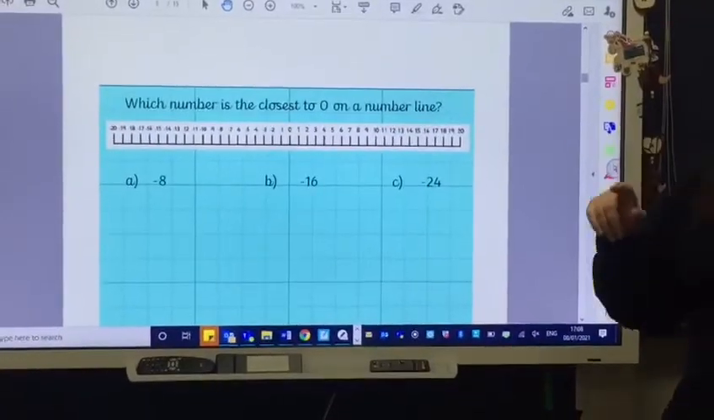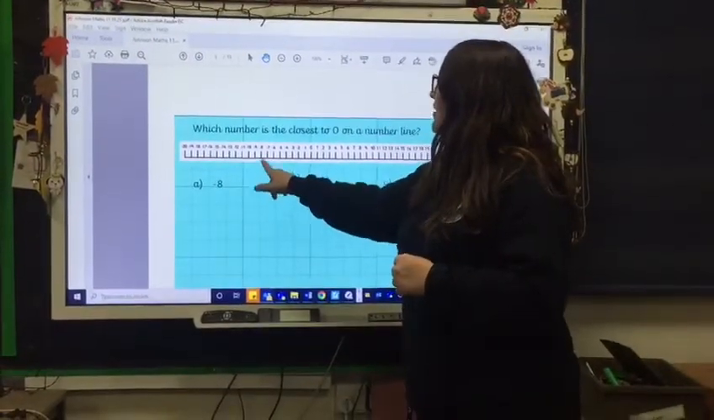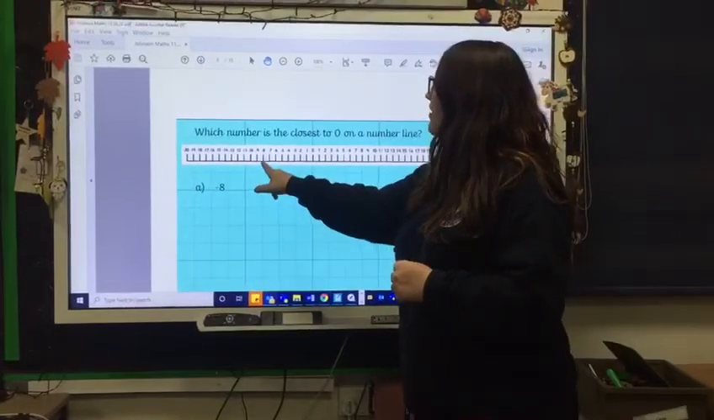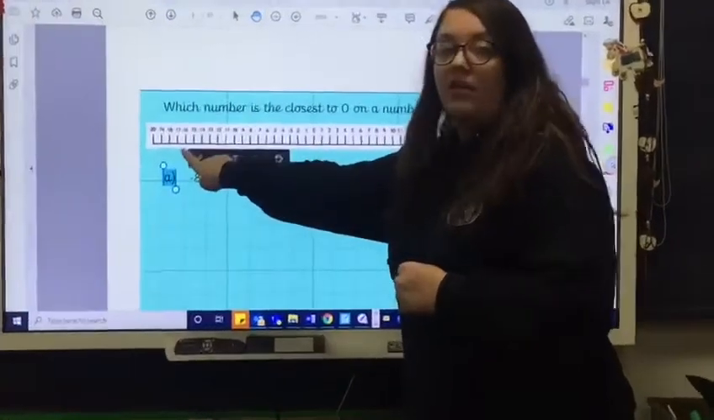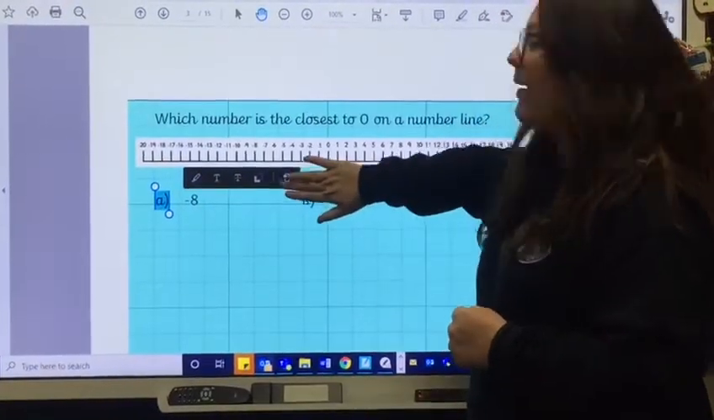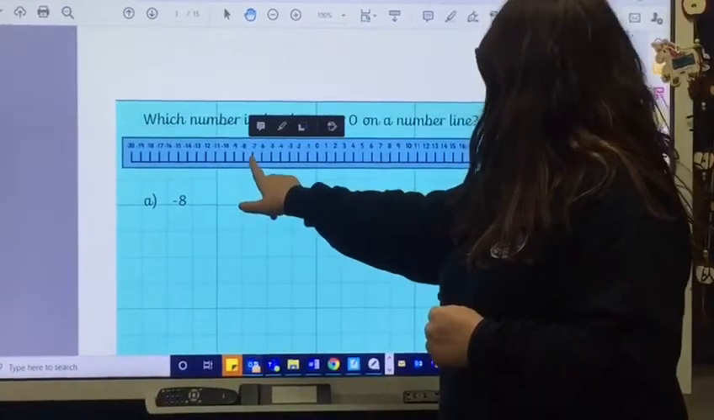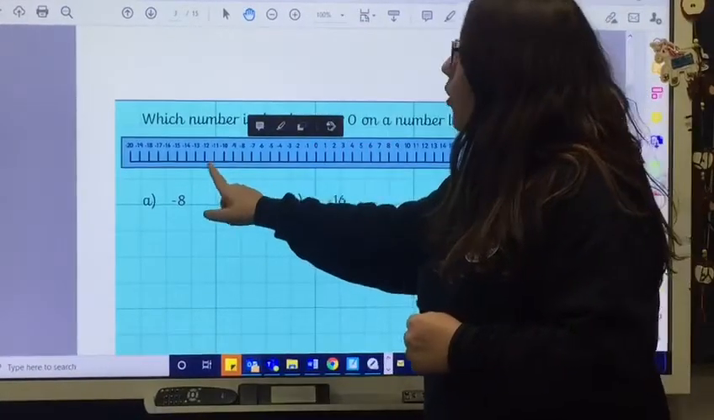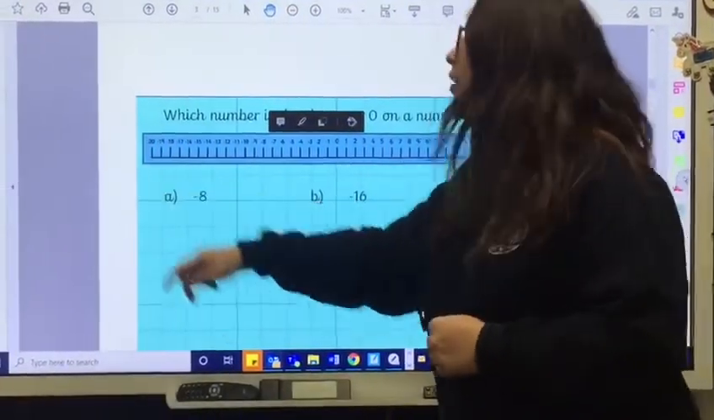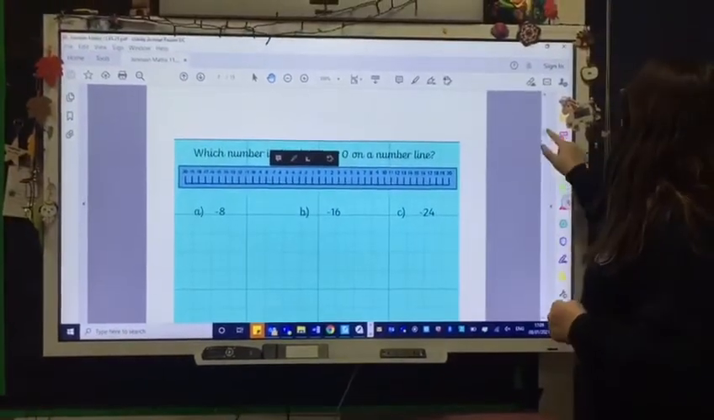Okay, welcome back. Let's draw arrows to our numbers. So, -8 is here, but -16 is here. So we already know the -8 is closer than -16, so we can ignore that. So focus on -8 still. Compare it to -24, which would actually be off our scale, so we know -8 is closest to 0.